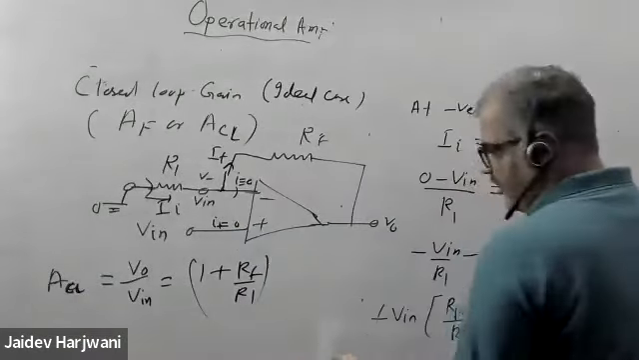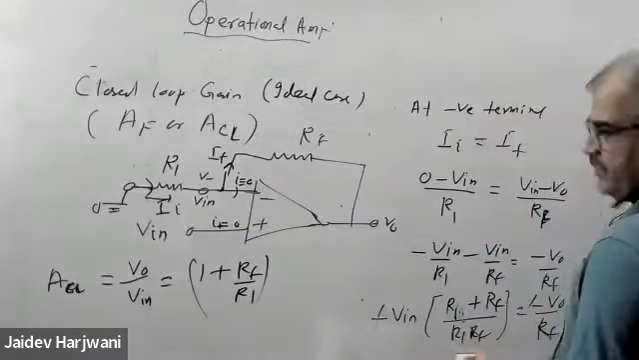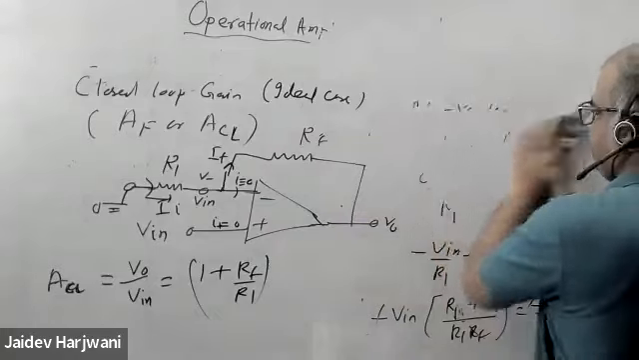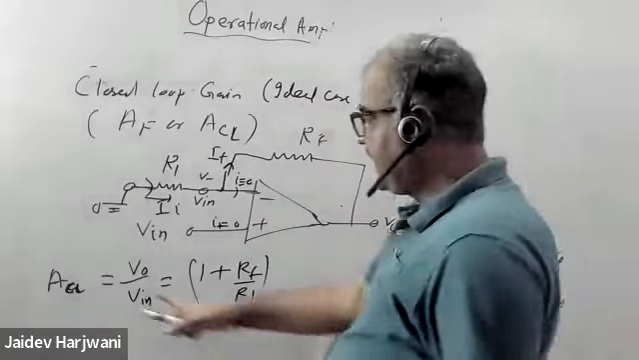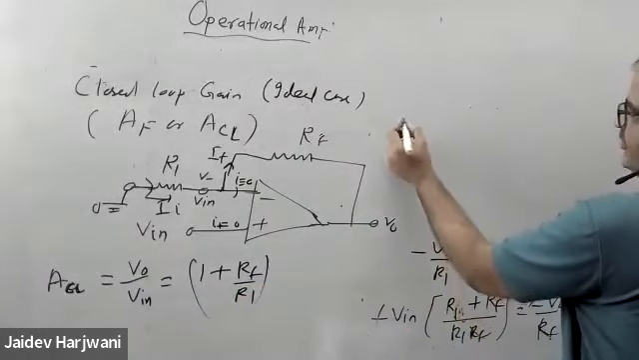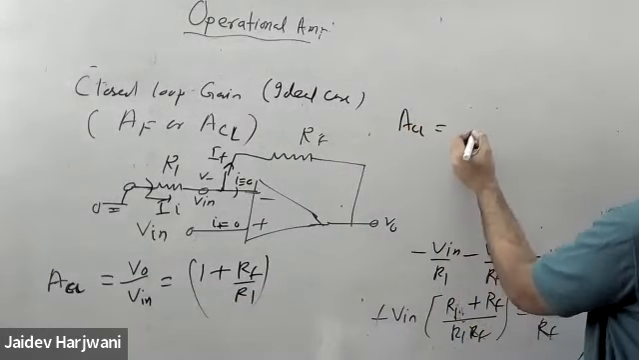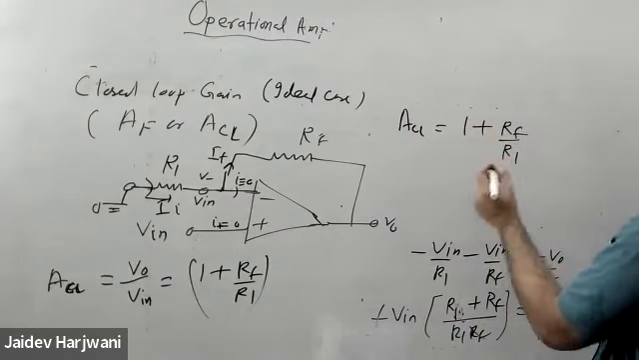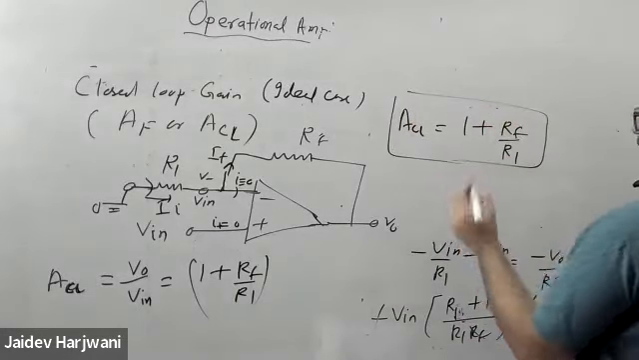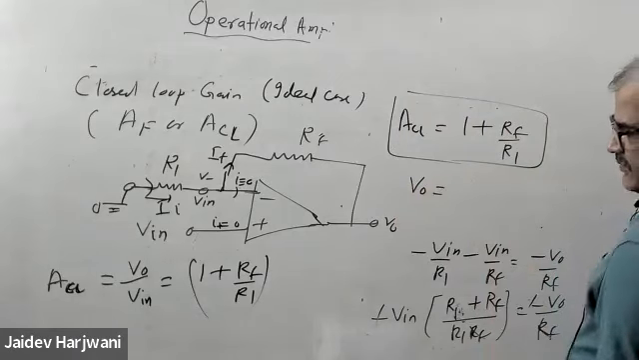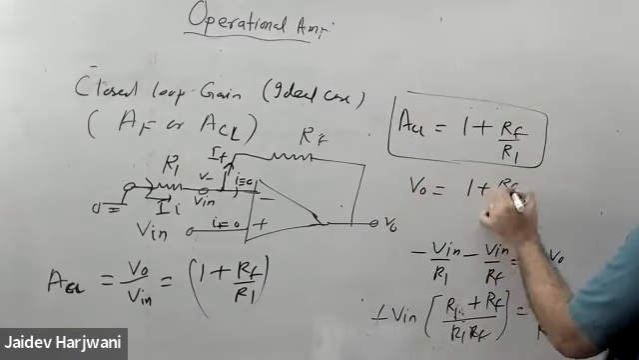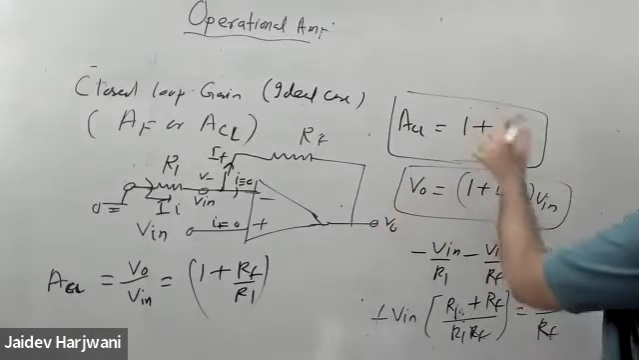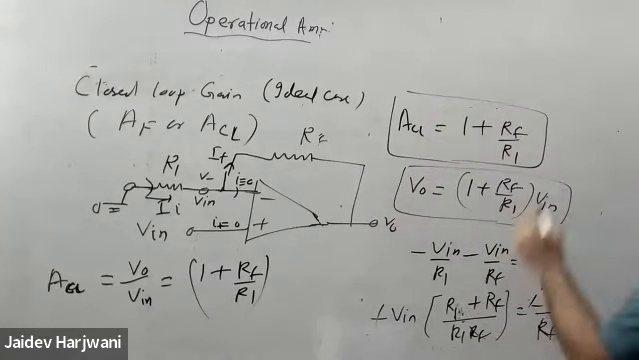So for the non-inverting amplifier, your closed loop gain A is 1 plus RF upon R1. And this is non-inverting, so the sign has not changed. So your closed loop gain ACL for the non-inverting ideal case is nothing but 1 plus RF upon R1. So V naught will be simply 1 plus RF upon R1 into V input. So the input gets amplified by this factor. And this is for the ideal case.